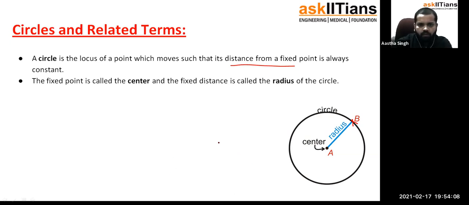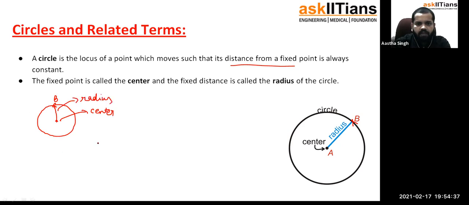Okay, let me draw. Basically, a circle is the locus, or we can say the path traced out by a moving point. Suppose any moving point B is there, the path traced out by a moving point from a fixed point. Your fixed point is known as the center, and the fixed distance is known as your radius. And the path traced out is known as the circumference, or we can say the perimeter of a circle. The fixed point is called the center, and the fixed distance is called the radius.